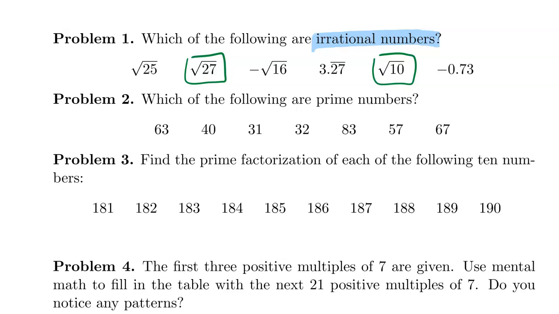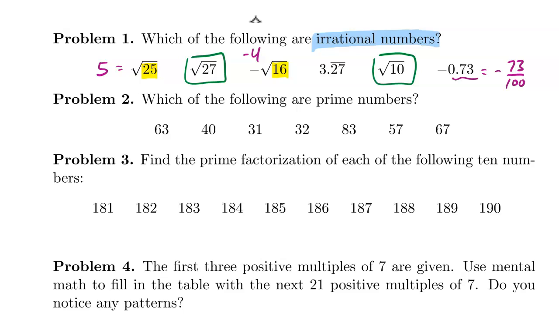But not always. If the radicand, if the expression under the square root, is a perfect square, that number will simplify to be a rational number. So the square root of 25 just equals positive 5, and negative square root of 16 equals negative 4. When you're working with a decimal expansion, if the decimals terminate, then that number is going to be rational. So this is equal to negative 73 over 100, for example.